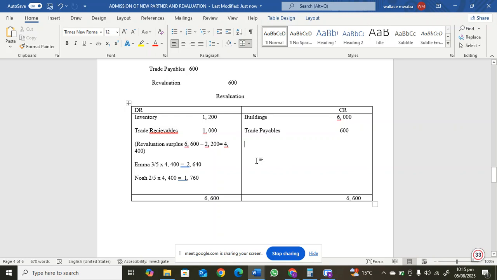So this is the revaluation account. There's no balance brought down or balance carried down for this one. First, you need to find out if there's a revaluation surplus or deficit, and then you share either that surplus or deficit with the old profit sharing ratios. The new partner is not entitled to any of this, so please do not include any new partner.